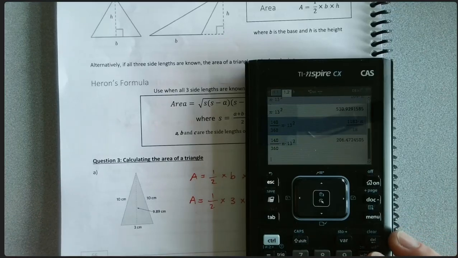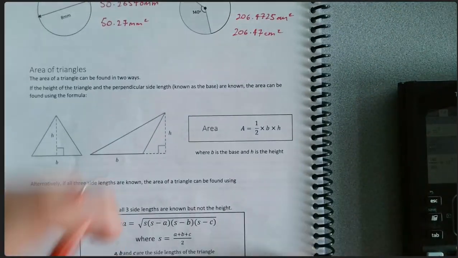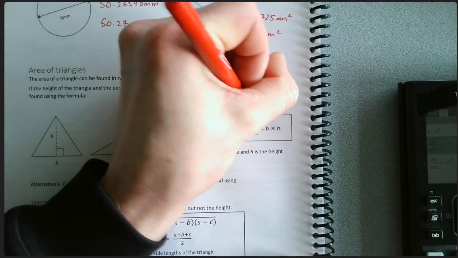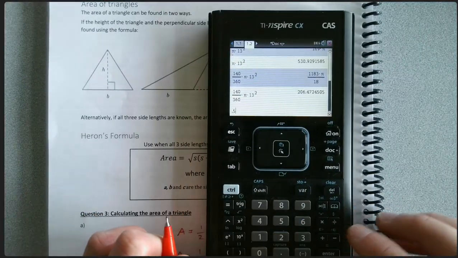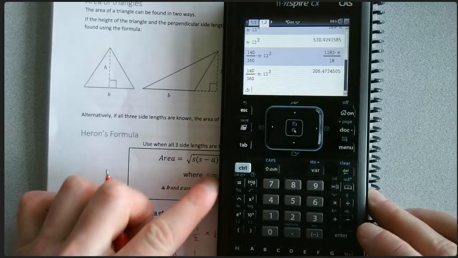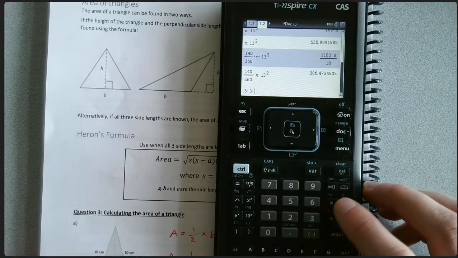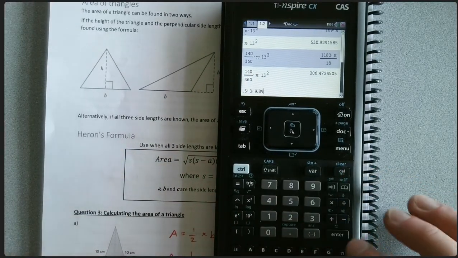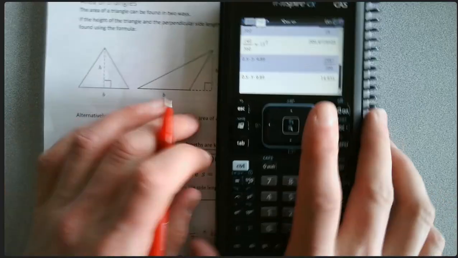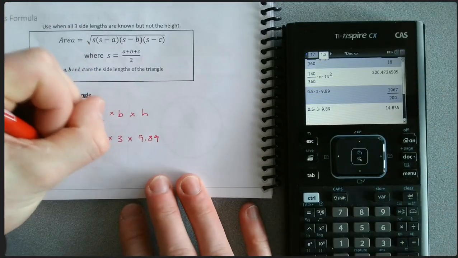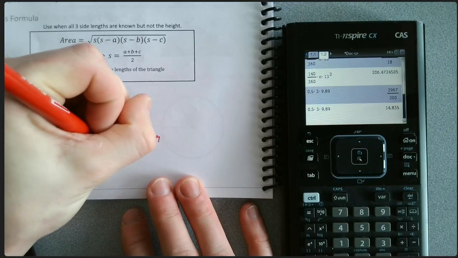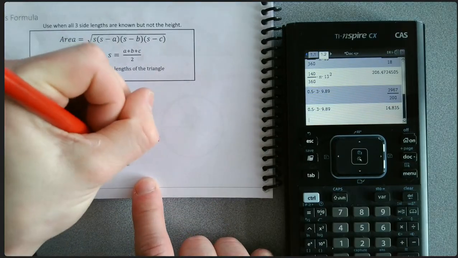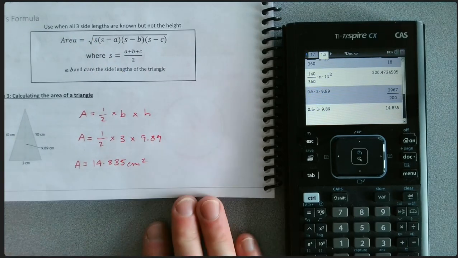Half, what's another way of writing half? Yep, so 0.5, we can put that in there if we don't want to do our fraction, save ourselves a few clicks. So 0.5 times 3 times 9.89, enter. Yeah, mine's definitely not the right settings. Gives us area equals 14.835. That's centimeters squared. That's our area of the triangle for that one.